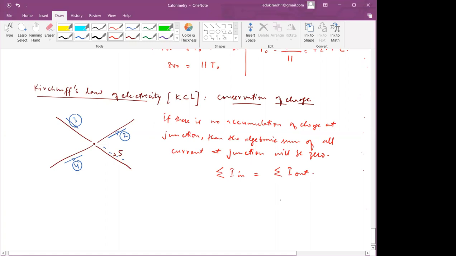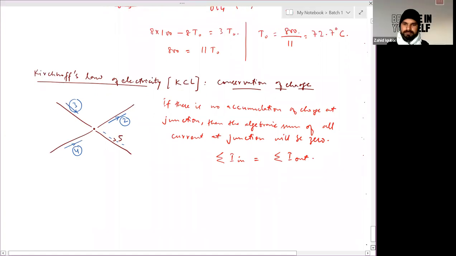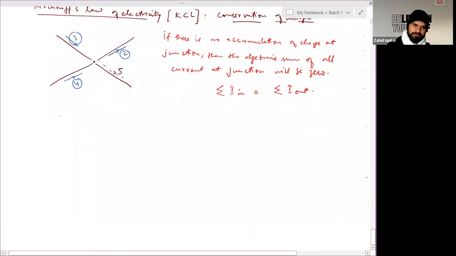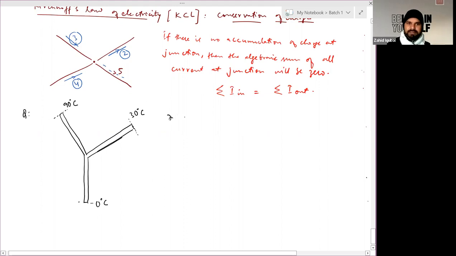No, sir. Now, related to this part, you will be asked a question. Suppose you have 3 identical rods connected like this, having temperature 90 degrees Celsius at this point, 30 degrees Celsius at this, and 0 degrees Celsius at this. So you'll be asked to find temperature of junction. First, write it down, then I'm defining how to solve this.